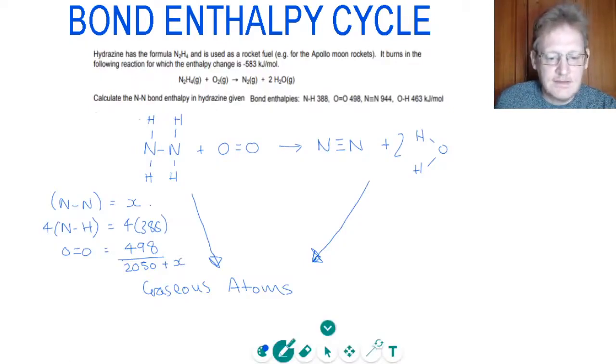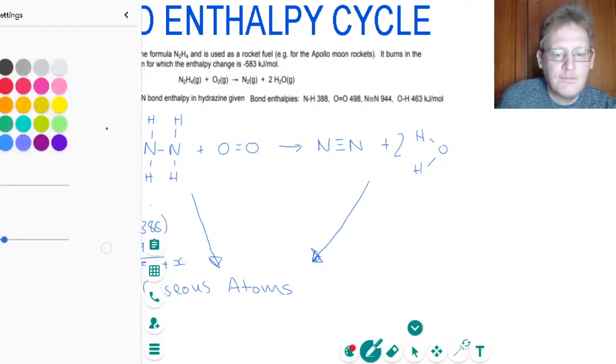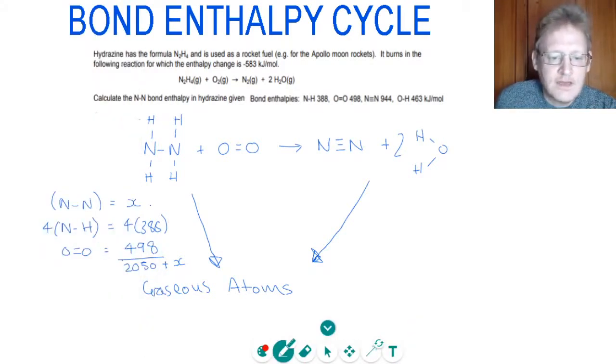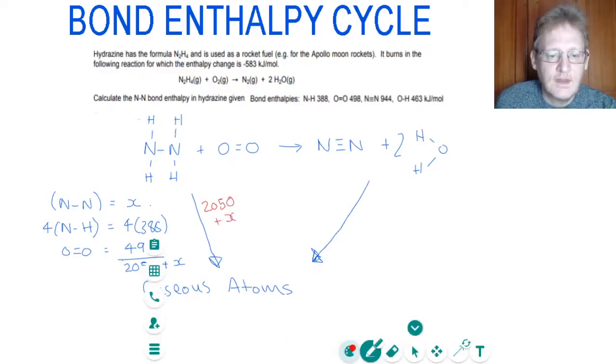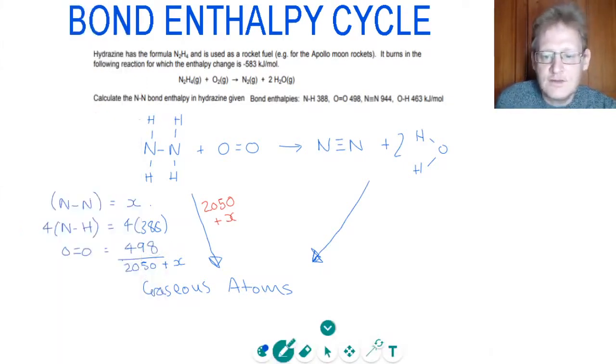So I could write that in a different colour. On this arrow, so that's 2050 plus x in total. And therefore, we'll have a look breaking the bonds of the products now. So we've got a nitrogen bond and 1, 2 times 2, 4 OH bonds. And 1 nitrogen triple bond is 944.